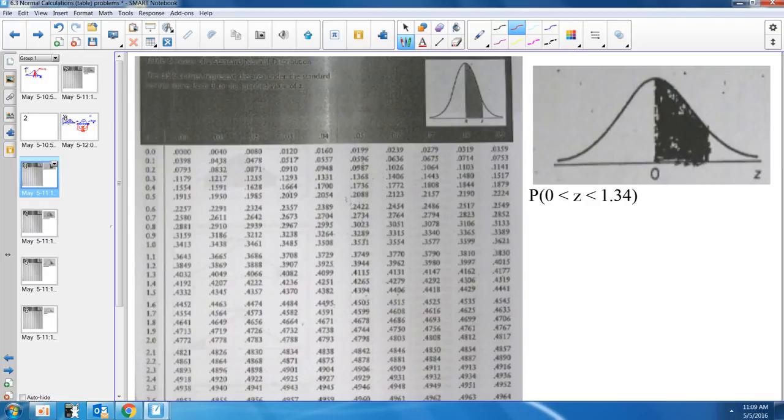Now, notice a couple things. It's just going from 0 to 3.6 and stops at 3.6 because that's pretty much 49.99%. It does not have any negative numbers.